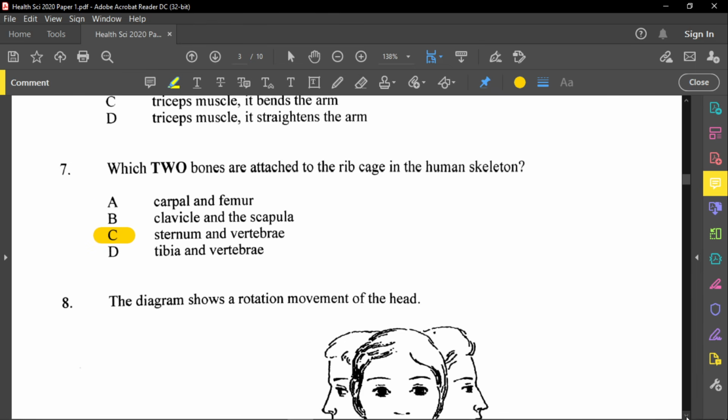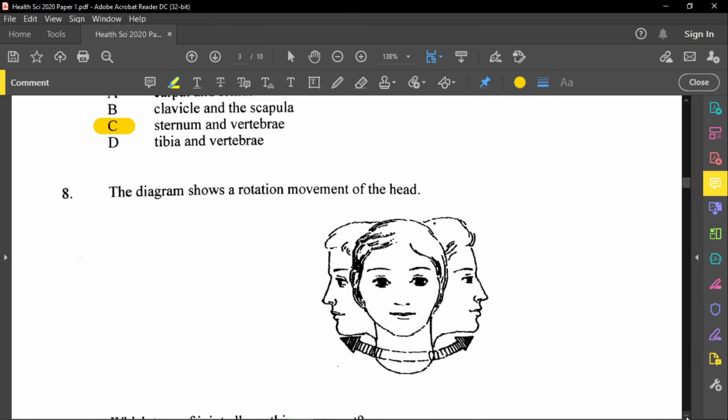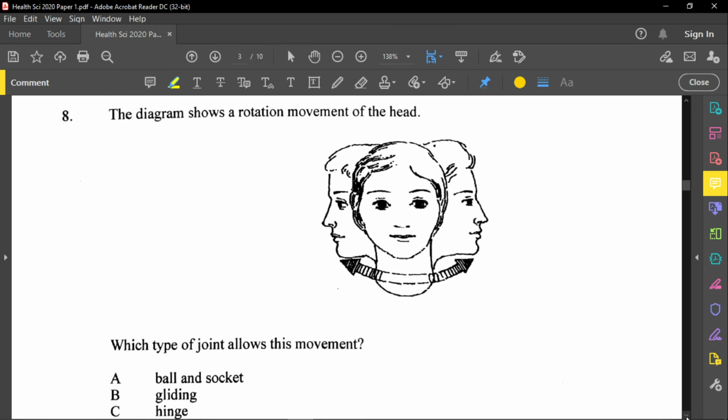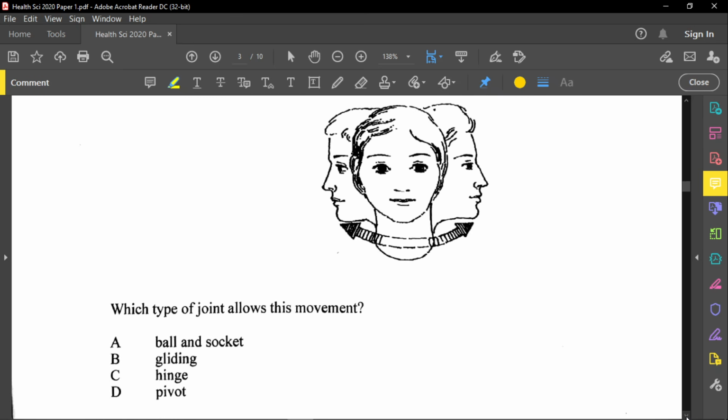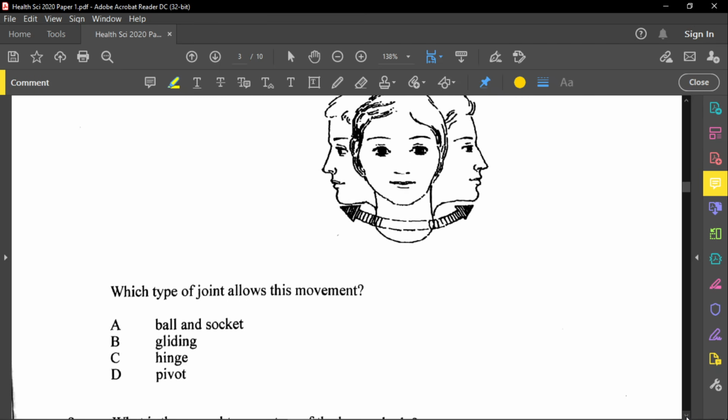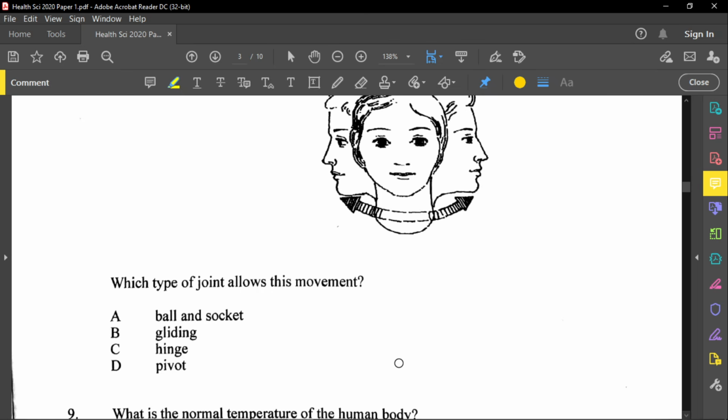Question number 8 says the diagram shows a rotation movement of the head, and the question asks which type of joint allows this movement. The joint that is below the head, in the neck, is called the pivot joint. So for this question, it's going to be D. Ball and socket will be like the hip. The gliding joint will be in your fingers, and the hinge joint is your elbow and knees.